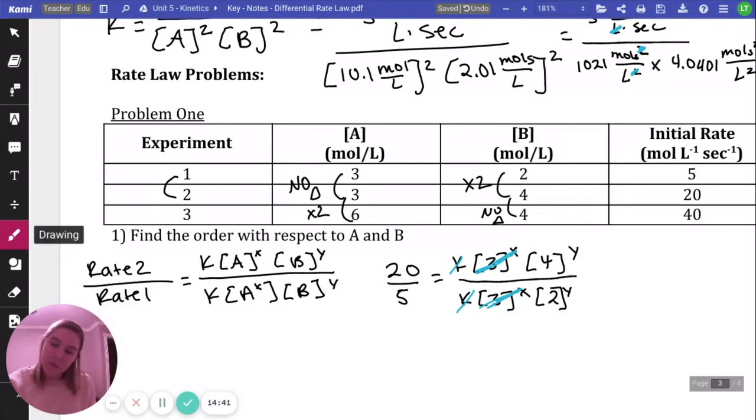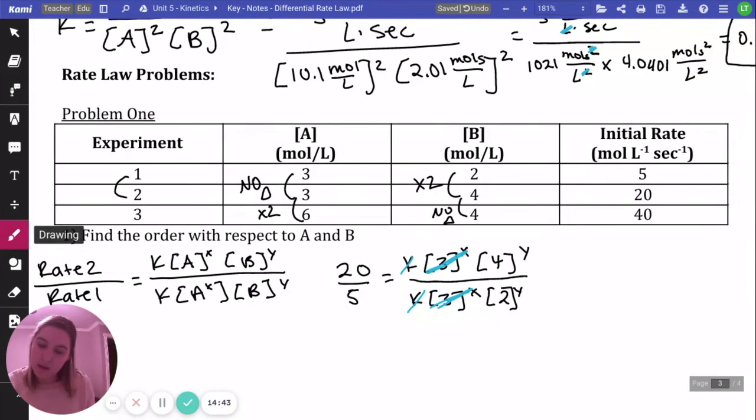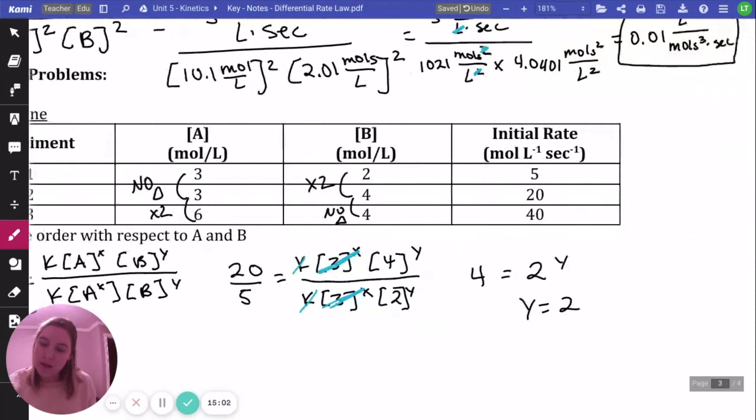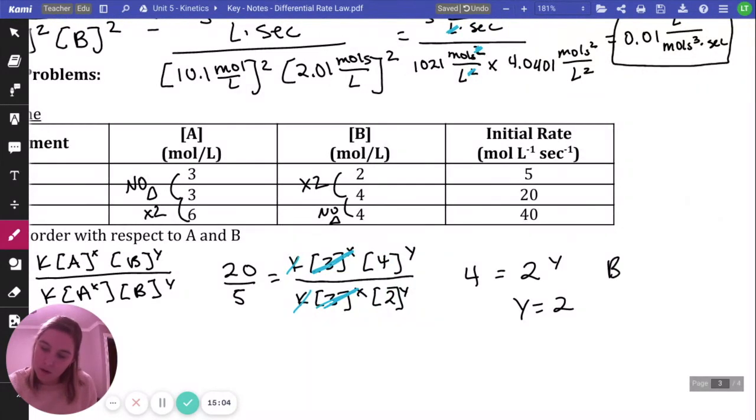So then when we plug it in, we end up with 20 divided by 5 gives us 4. And then 4 to the Y and 2 to the Y, divide those by each other. We end up getting 2 to the Y. So 4 equals 2 to the Y. So that means Y has to be 2. So our B is going to be second order.